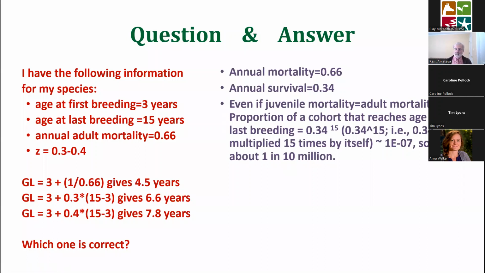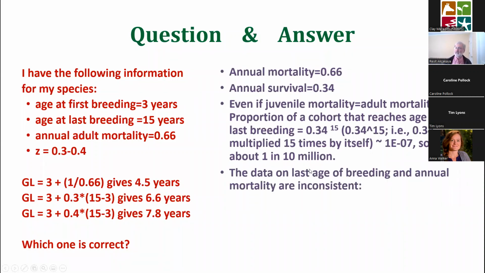Okay, so what does this mean? It means that these 3 pieces of information that we have here are not consistent with each other. There's something wrong, because for most threatened species, you cannot possibly observe a 15-year-old individual if annual survival is only 34%. You would need to age 10 million individuals in order to get to that one 15-year-old individual. You need to be extremely, extremely lucky. It doesn't mean it's not possible. It just means that it's very, very unlikely.